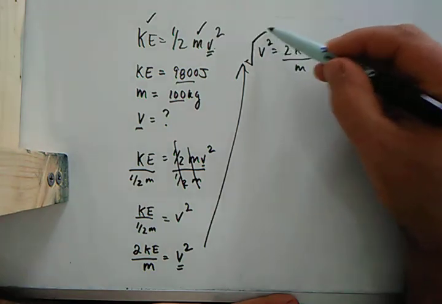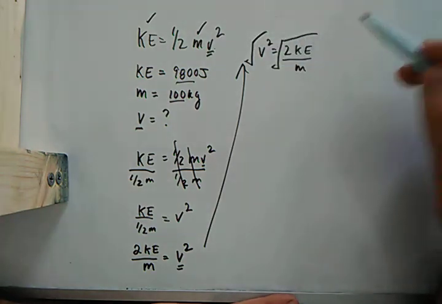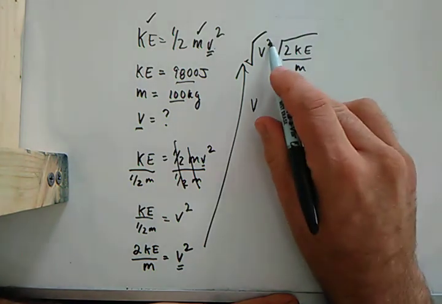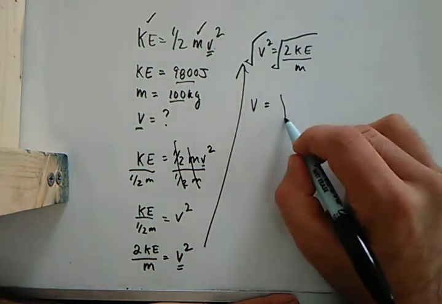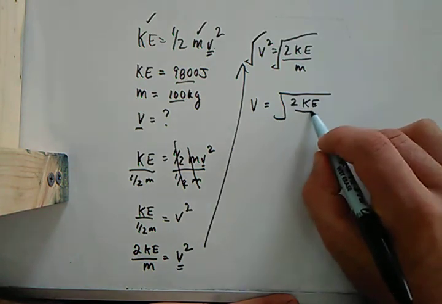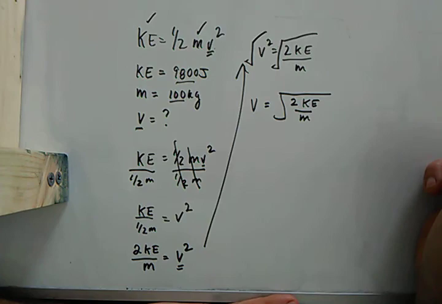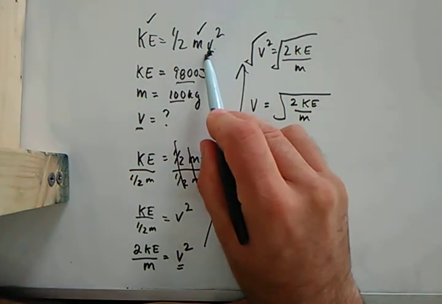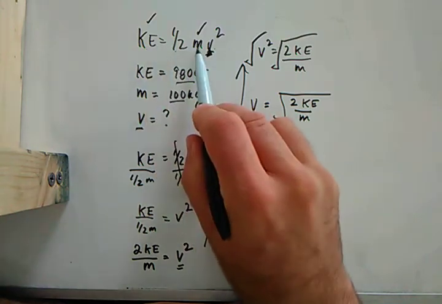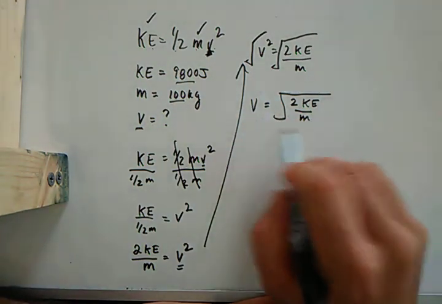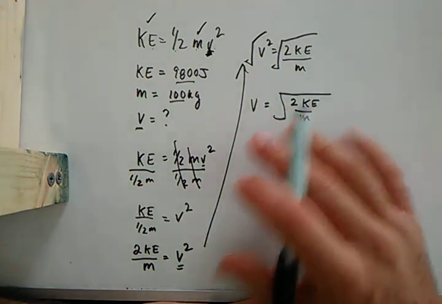Now what I want to do is get rid of the square. And you remember when we look back at problems like this, to get rid of a square, we square root it. V is the square root of 2 times the kinetic energy over the mass. I know that was kind of long-winded, and you probably could just plug in the numbers for mass and kinetic energy and still come up with the velocity. But here's my rendition where we solve for V.